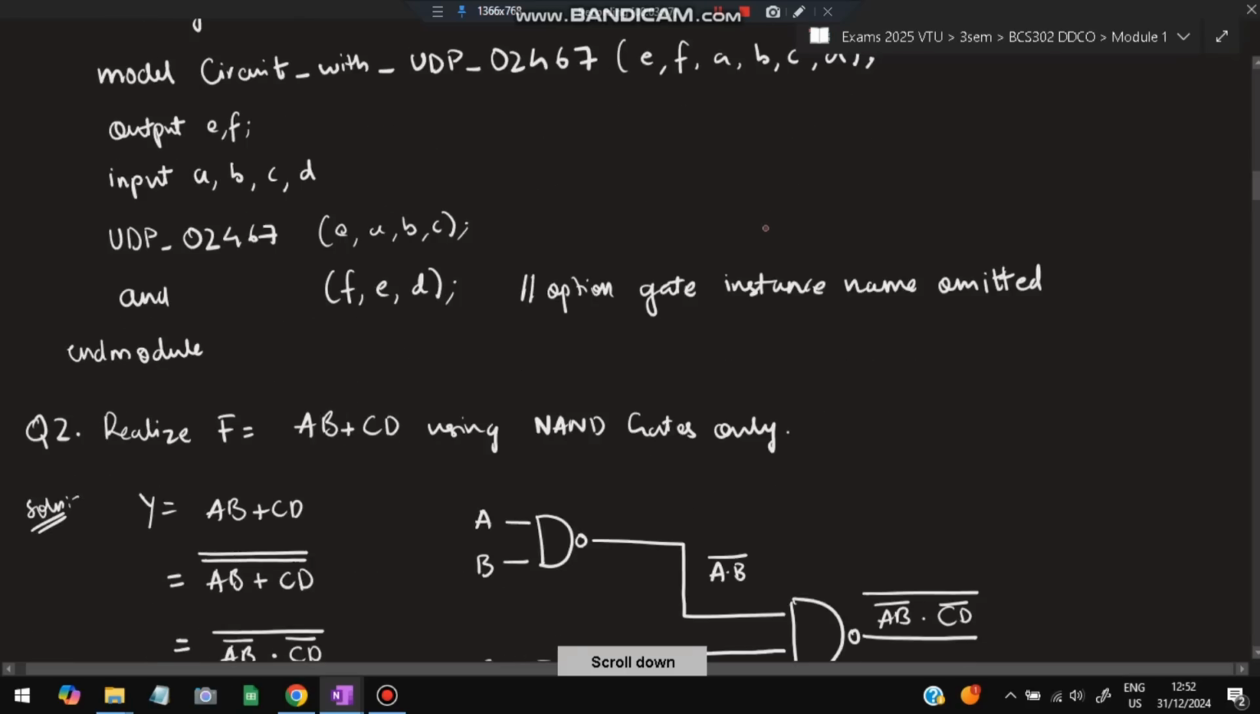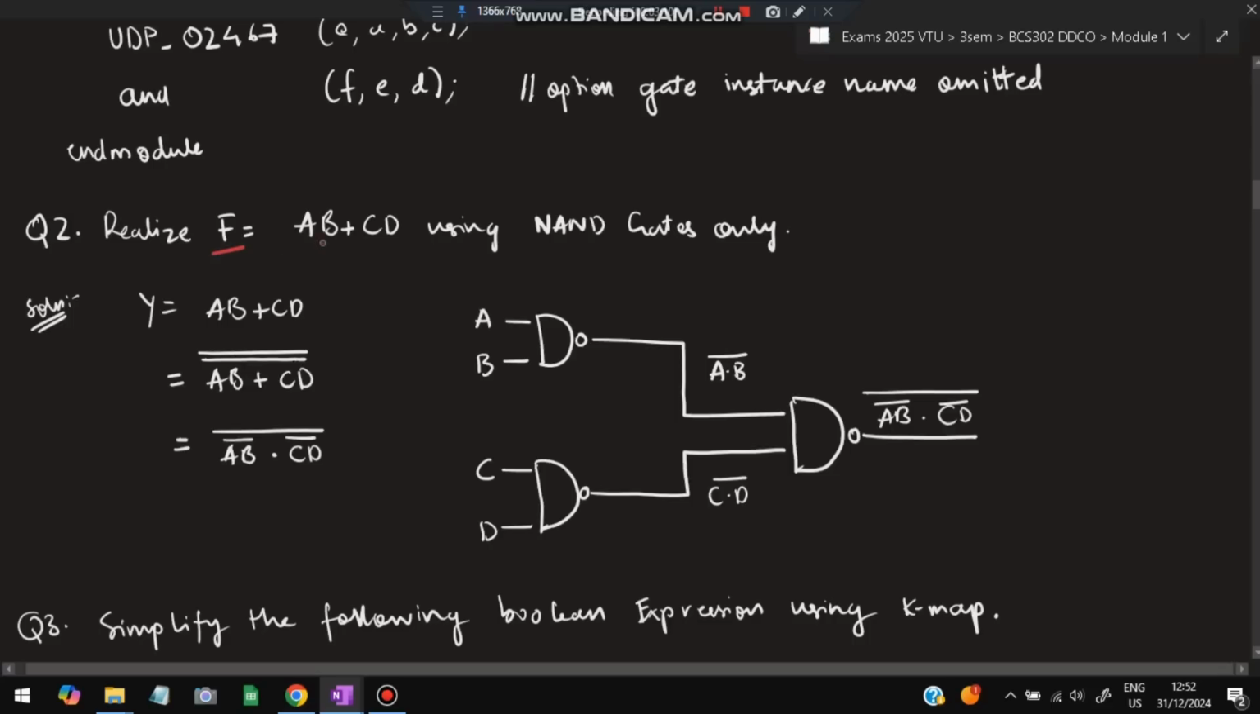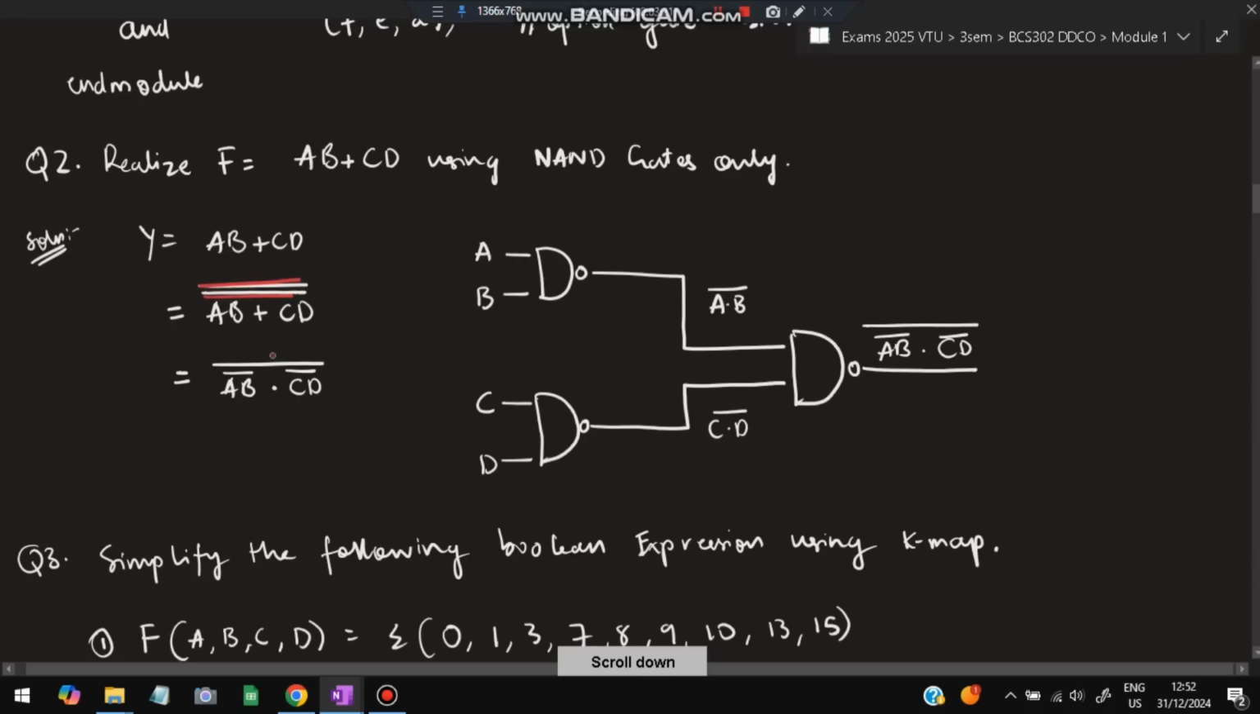Moving on to the second super important question: F equals AB plus CD, and we have to realize it using NAND gates only. Whenever this question comes, all you have to do is put a double NOT on top. A double NOT is equivalent to nothing. If we apply Boolean algebra laws, we can expand it. When we expand it, we get AB NOT and CD NOT, so the first NAND gate will be here for this one.